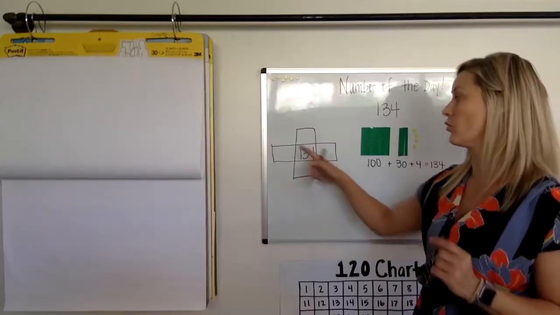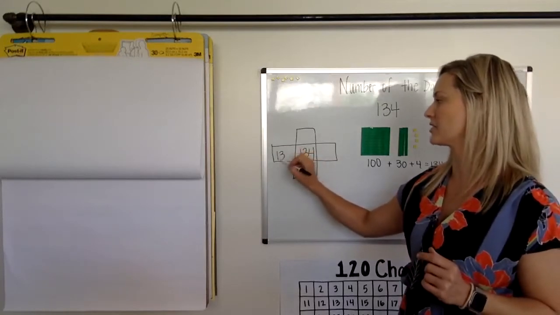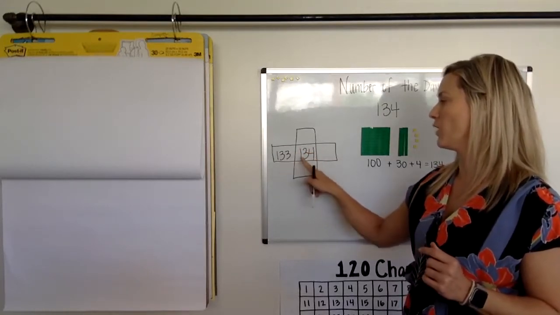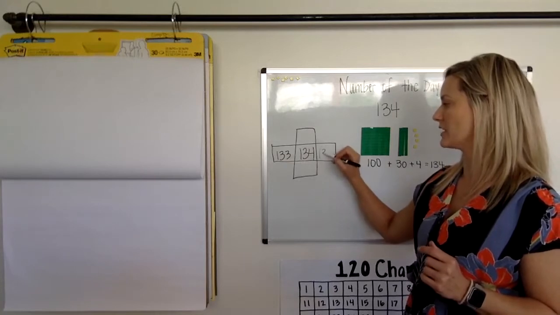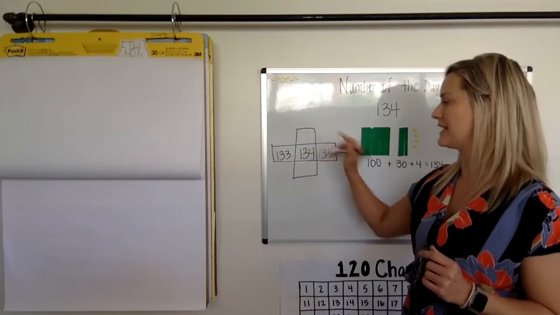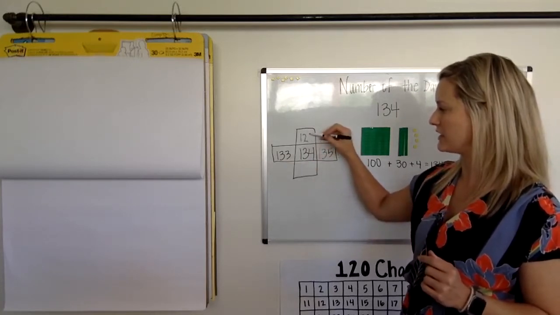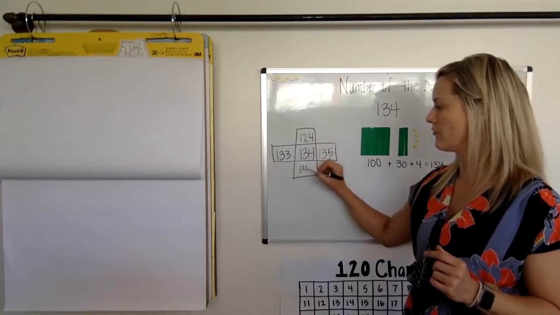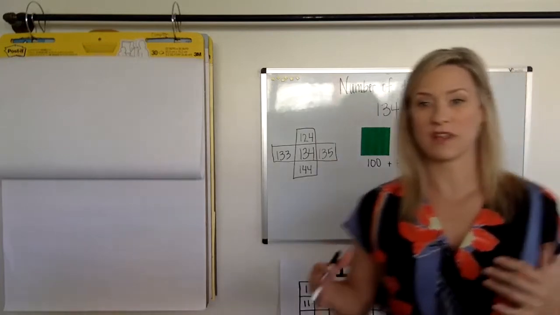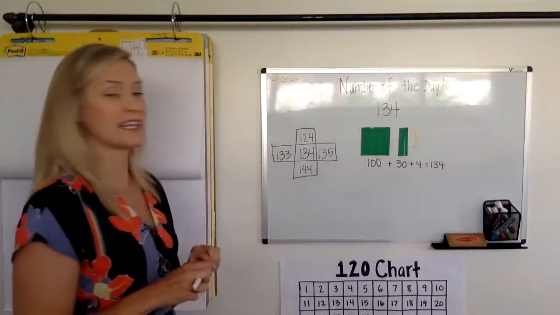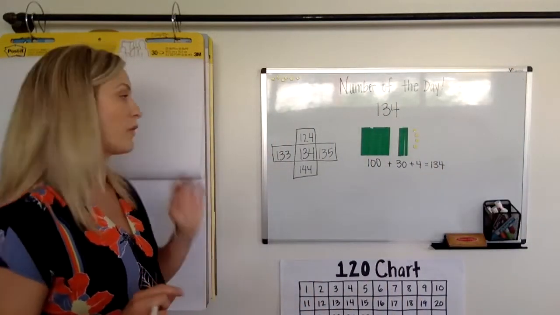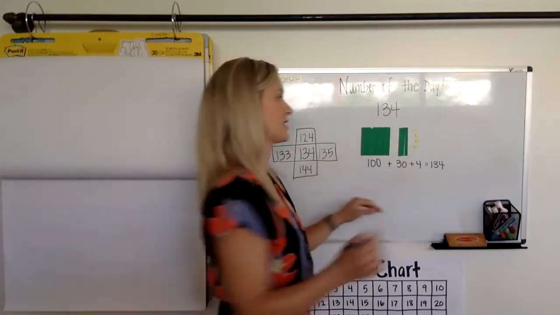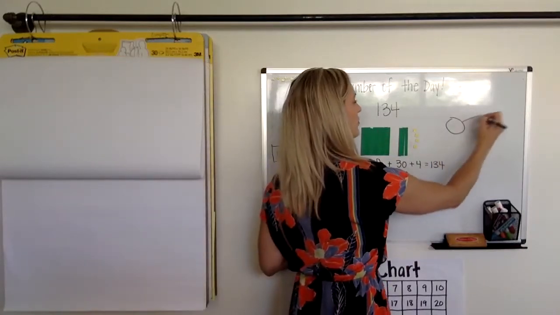Okay, what is 1 less? And they'd say 133. What is 1 more? And they would say 135. What is 10 less? 124. And 10 more, 144. Okay, so we'll do that with the kids. And then we ask them to make the number in different ways. So it's crucial to have this understanding before we start having them break apart the number.